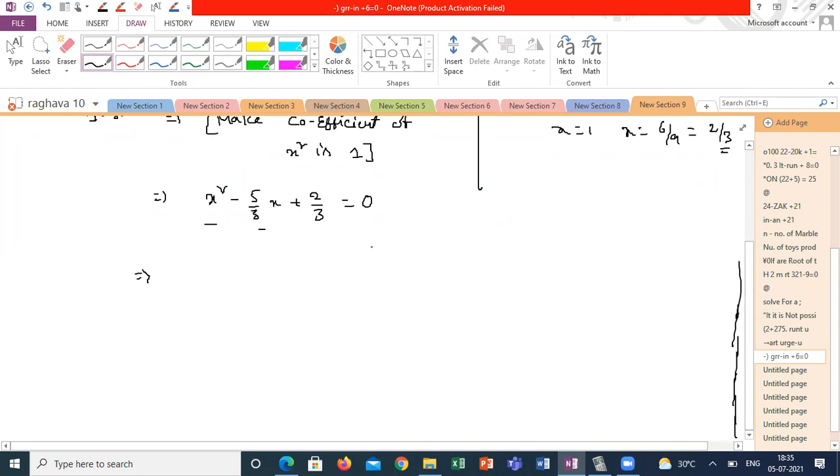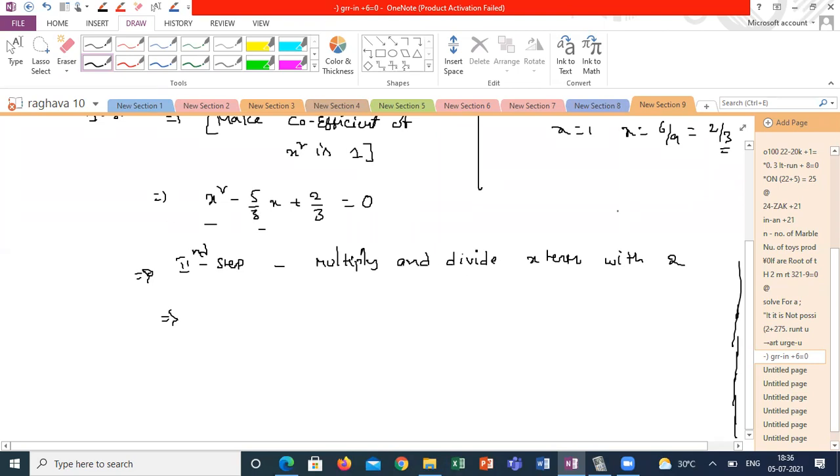Second step. Multiply and divide the x term with 2. Why do I have to divide and multiply? See, if I am doing one operation, it will change the value. If I am multiplying and dividing, that value does not change.